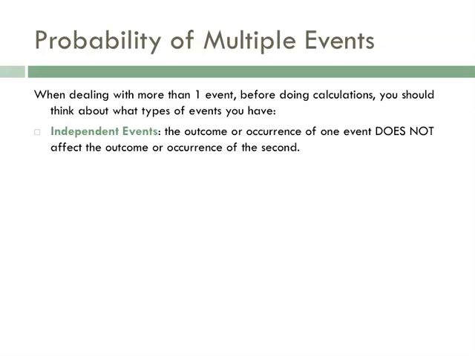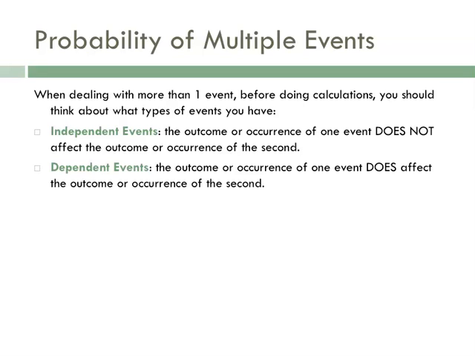Then there are also what we call dependent events, which you can guess. This is when the outcome or occurrence of one event does indeed affect the outcome or occurrence of the second event. And then lastly, we have what we call mutually exclusive events. These are events that cannot both occur.